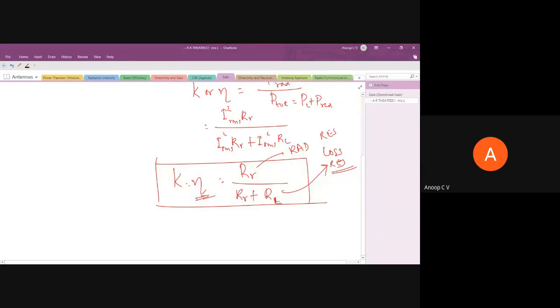Define gain can be a 3 or 4 mark question, and define antenna efficiency also can be a 3 or 4 mark question. So you should tell what antenna efficiency is and how, using the equivalent circuit, it is mathematically equal to radiation resistance divided by the total resistance.